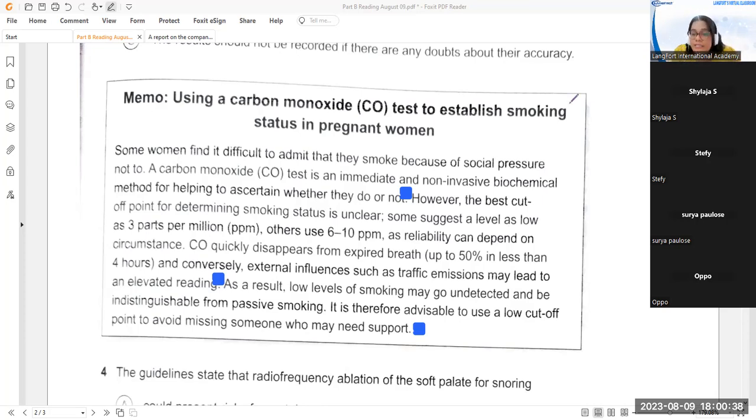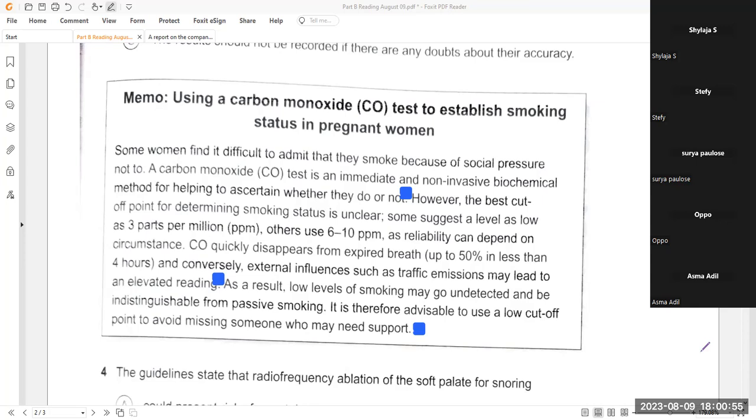Okay, so that's what they're saying. Considering all these circumstances, it's always best to have a low cutoff point. That means even low levels should be taken as a matter of concern, so we can help the people who need help. Shailaja, Steffi, Surya, Anup, Asma, others, have you got this?